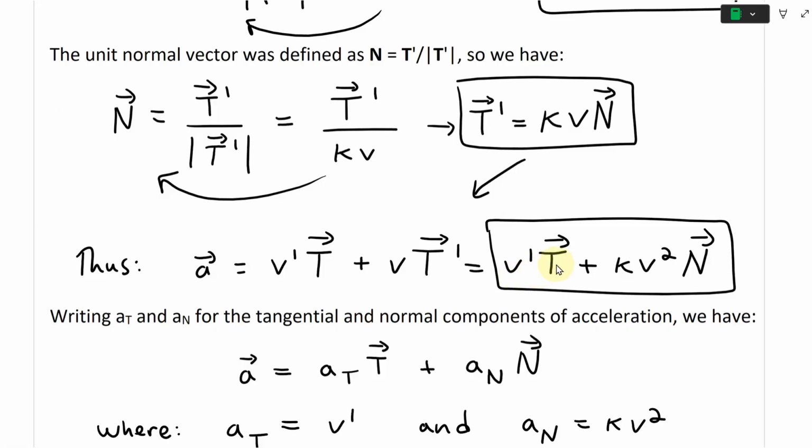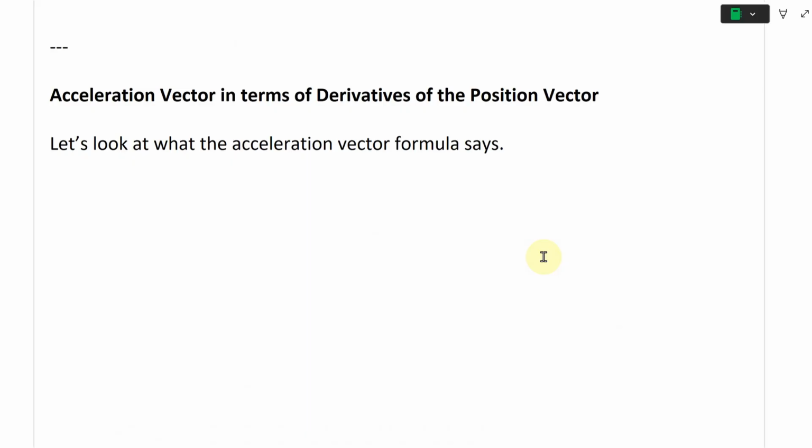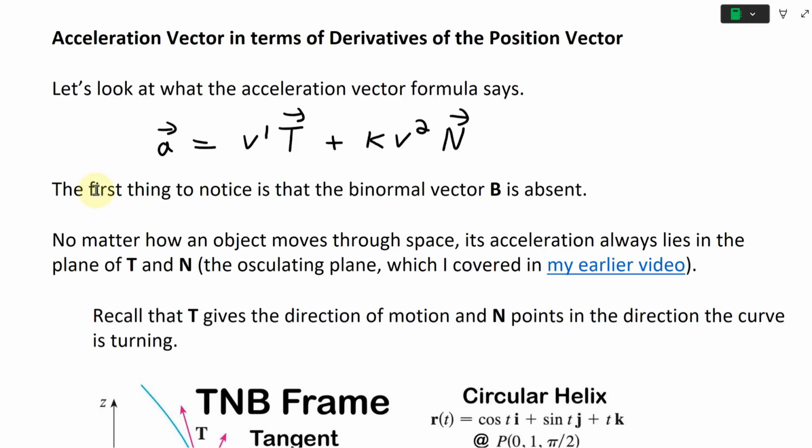So v prime, this is the one in terms of the components, and then kappa v squared n. So we have the acceleration vector is equal to the derivative of the speed, v prime, times the unit tangent vector T, plus the curvature kappa times the speed squared, v squared, times the unit normal vector N.